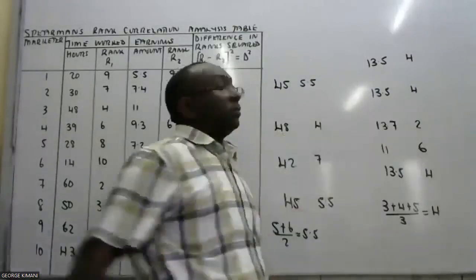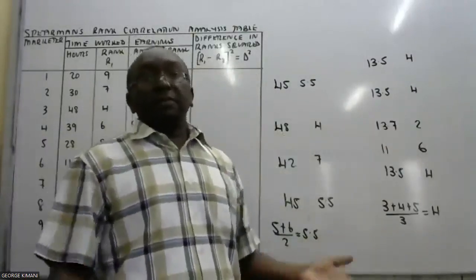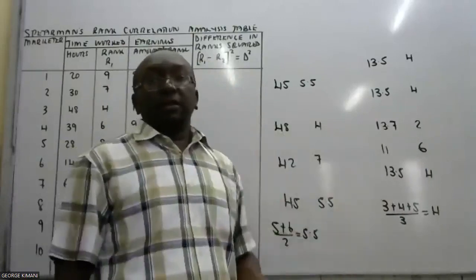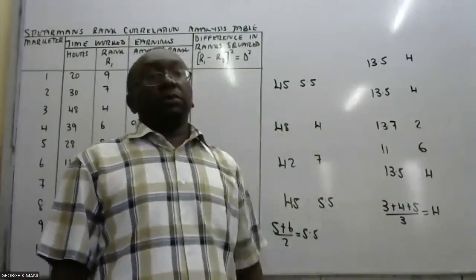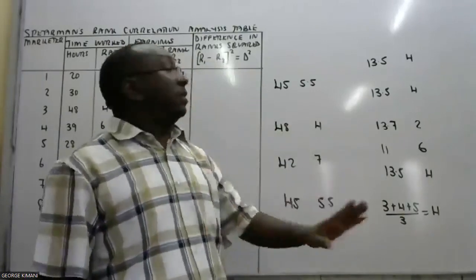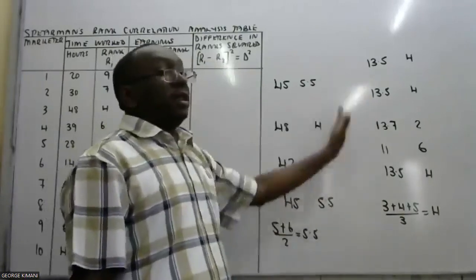What about if there are 4? If there are 4, the same thing. If there are 5, the same thing. That's why I've done it here. So in case you find that there are some that are tied, that is the way to go.